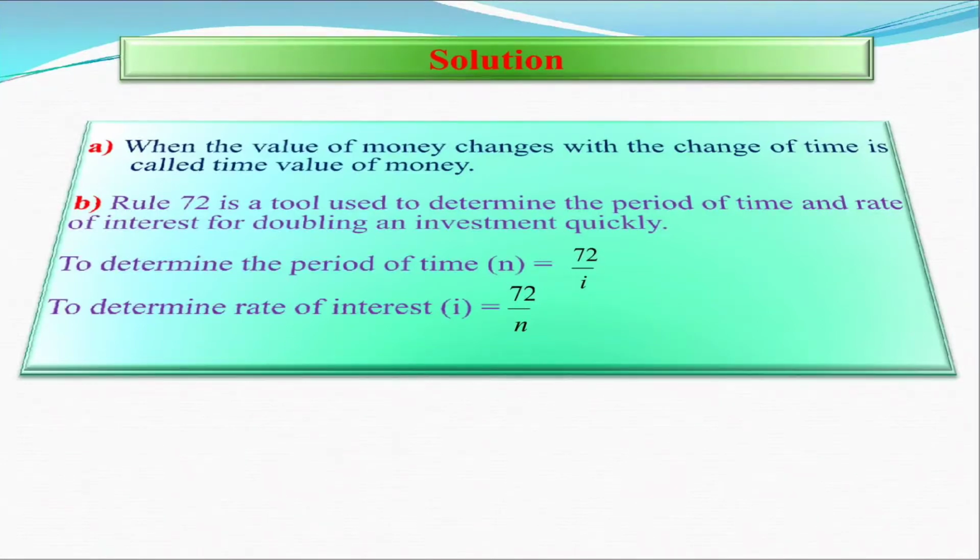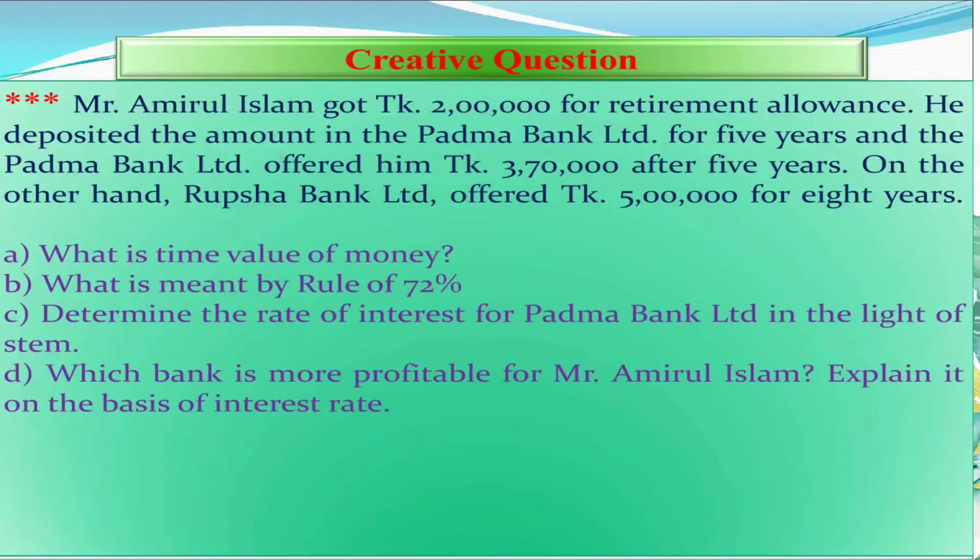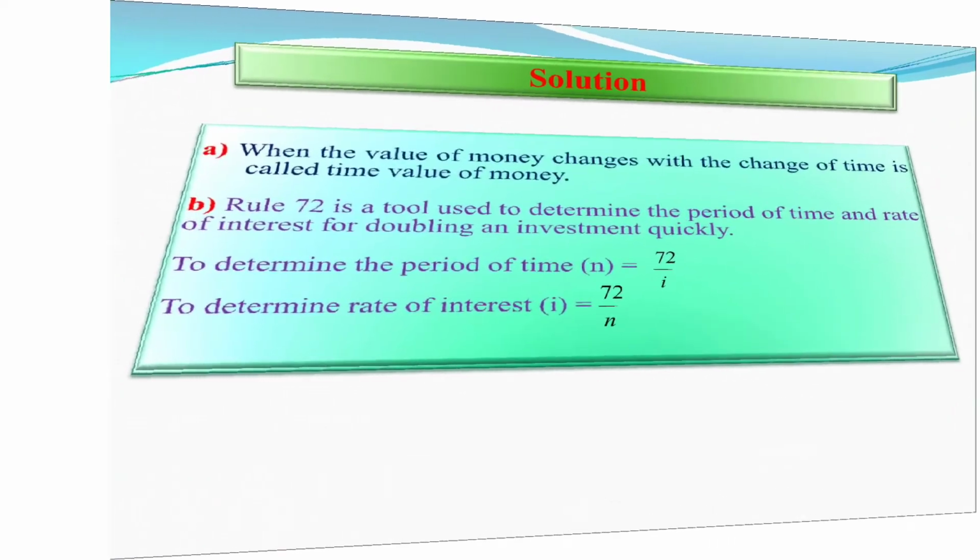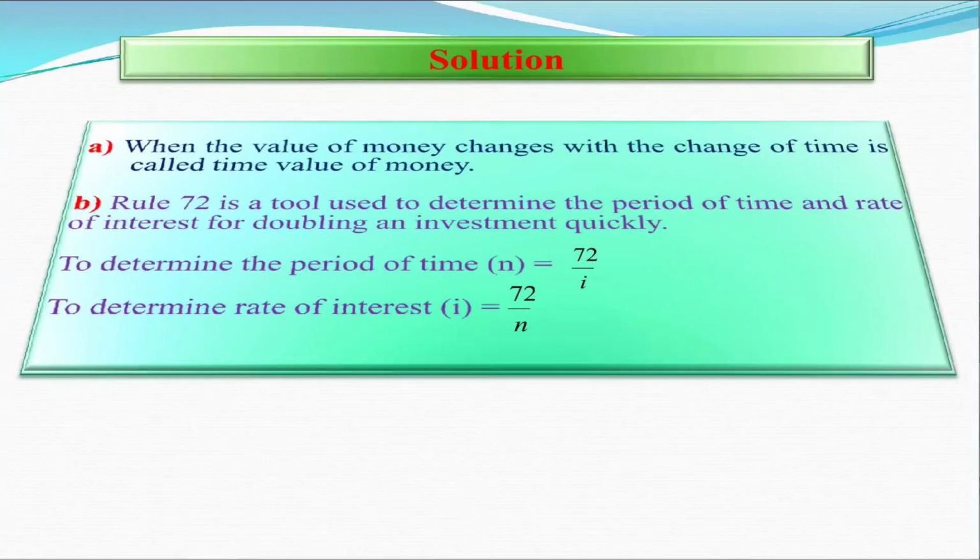Now our second question was what is meant by Rule 72. You know, Rule 72 is a tool used to determine the period of time and rate of interest for doubling an investment quickly. What I said, it is a tool which is used to determine the period of time and the rate of interest.